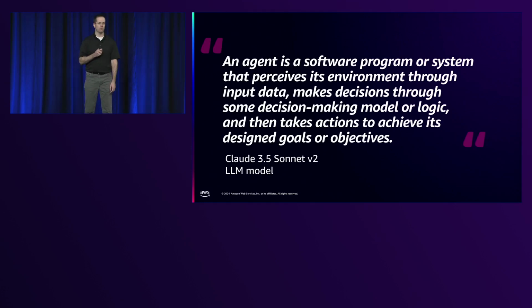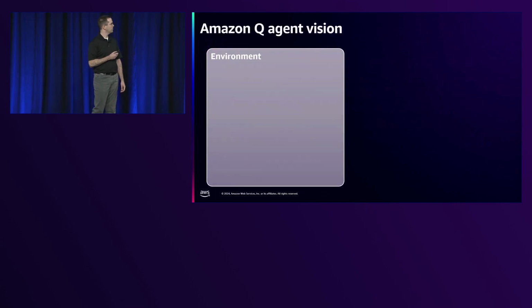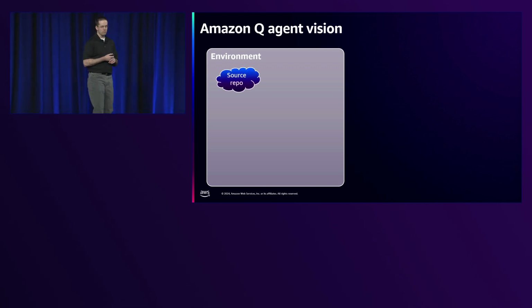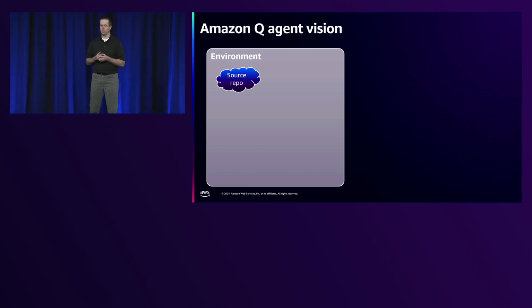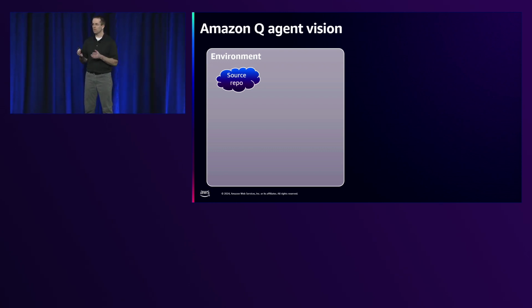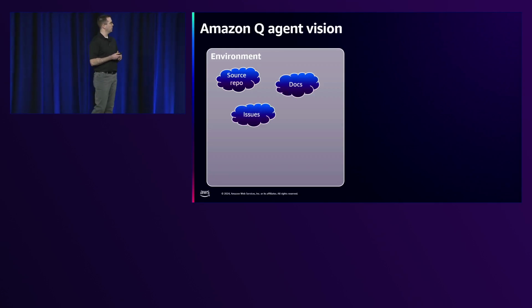Now let me walk you through our vision for agents inside of Q. Let's start with the environment. When we talk about the environment that the agents will sense and interact with, we're talking about the entire software development process and really everything that surrounds it. At the core, the environment encompasses our code repositories, where the agents have access to the source code and commit histories of our projects. This allows them to comprehend the code base, identify potential areas for improvement, and even propose changes or optimizations.